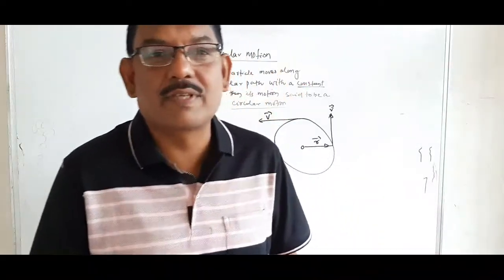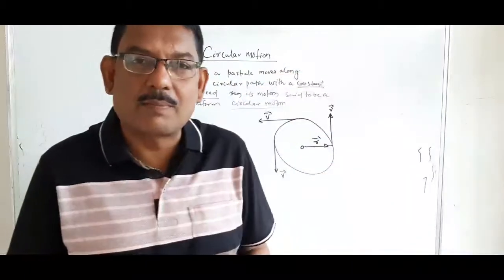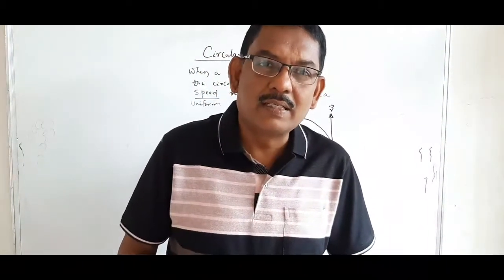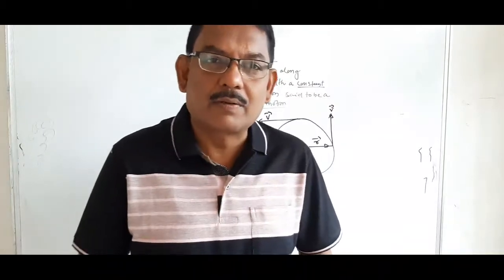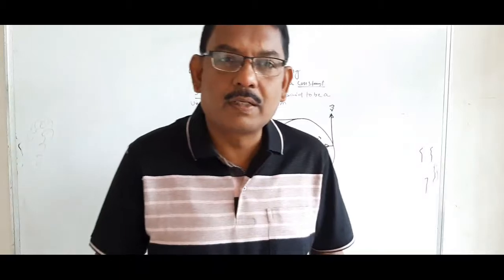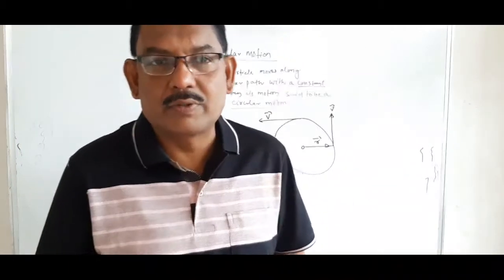So, what is actually uniform circular motion? When a particle moves along a circular path with a constant speed, the motion of the body is said to be uniform circular motion. An example is the motion of the tip of the second hand, which is uniform circular motion.